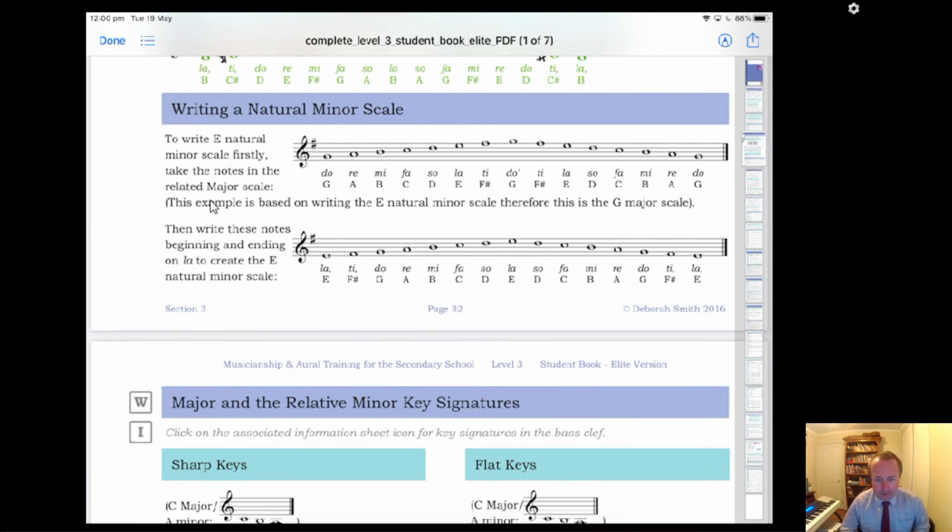So what is 3 notes up from E? E, F sharp, G. In other words, you count up 3 to get the relative major, and you can then get your key signature from that. So if we're being asked to write an E natural minor, we need to know what it's related to. The way I think of it, which one's lower? You count down 3 to get the minor. You count up 3 to get the major.